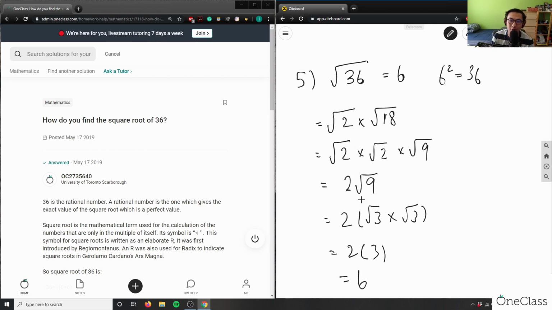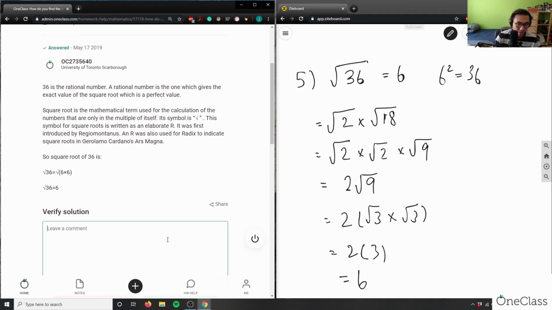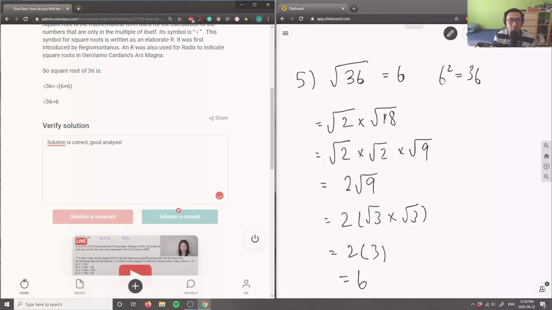So this here is a complex way of solving root 36. But in reality, we know our perfect squares, we know that 6 squared equals 36. Therefore, the square root of 36 has to equal 6. So this solution is 6 here. So this solution is correct. Good analysis. That was question 5.